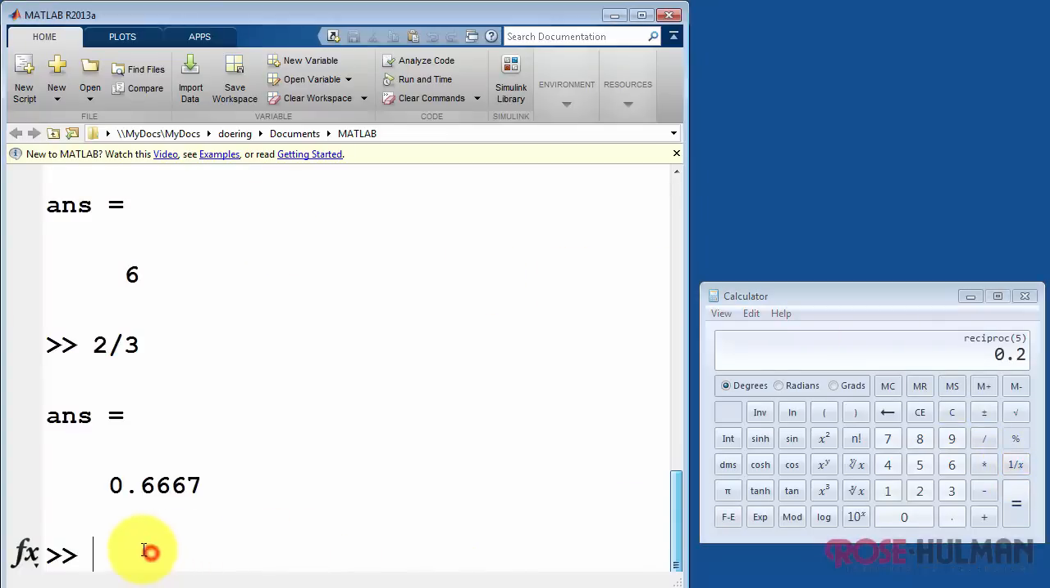Reciprocal operation, or the 1 over x on the calculator, we could do as 1 divided by 5, or we could do 5 raised to the power negative 1, and we get the same result as what we had on the calculator. Let's look at the exponent function on the calculator, 5 raised to the power 3.